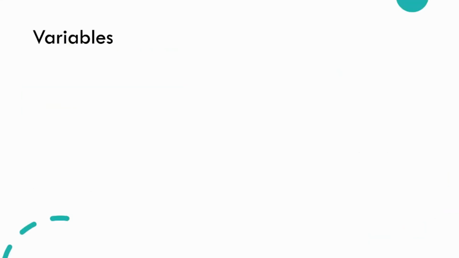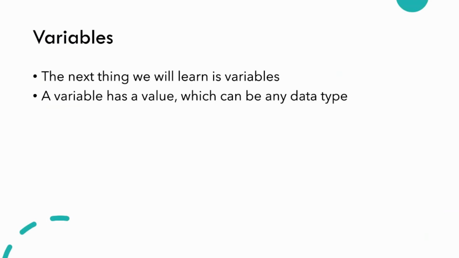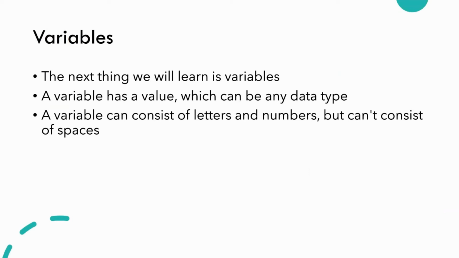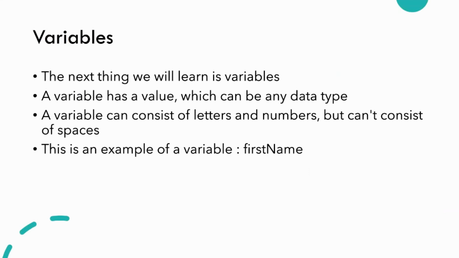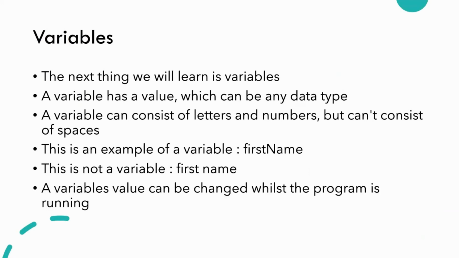Variables. So the next thing we are going to learn is variables. A variable has a value which can be any data type. A variable can consist of letters and numbers, but can't consist of spaces. Here is an example of a variable, and here is an example of what is not a variable because there is a space in between it. A variable's value can also be changed whilst the program is running, which is important to remember for later.